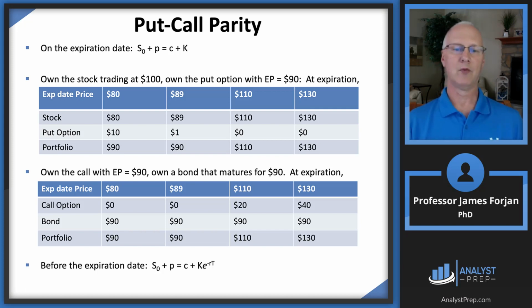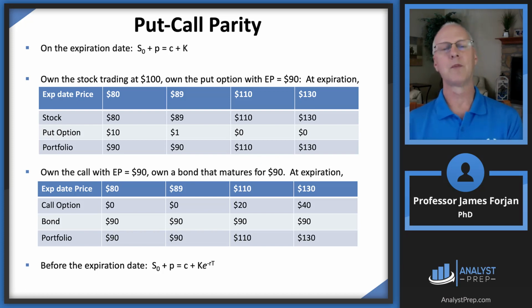Here we have the right but not the obligation to buy at 90 when the stock is trading at 80. Well, why on earth would we do that? We would go to the New York Stock Exchange and buy for its current price of 80. So the call option expires worthless, right? But the bond matures for $90. So if you add the 0 and the 90, what do you get? You get a portfolio value of 90.